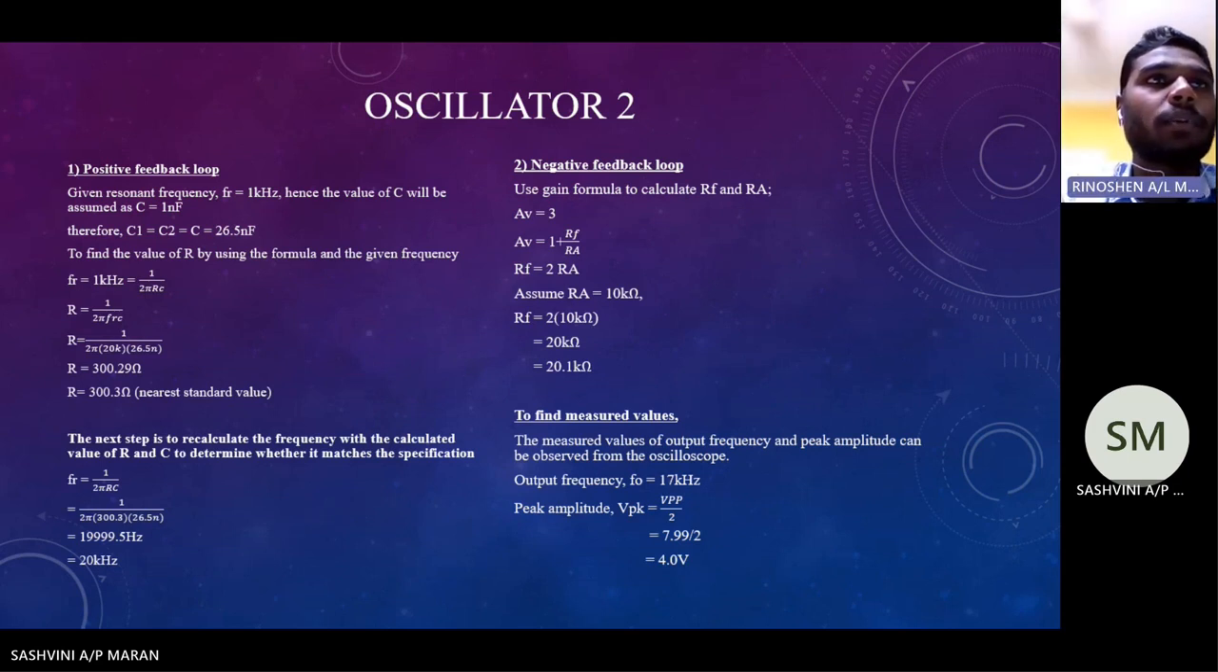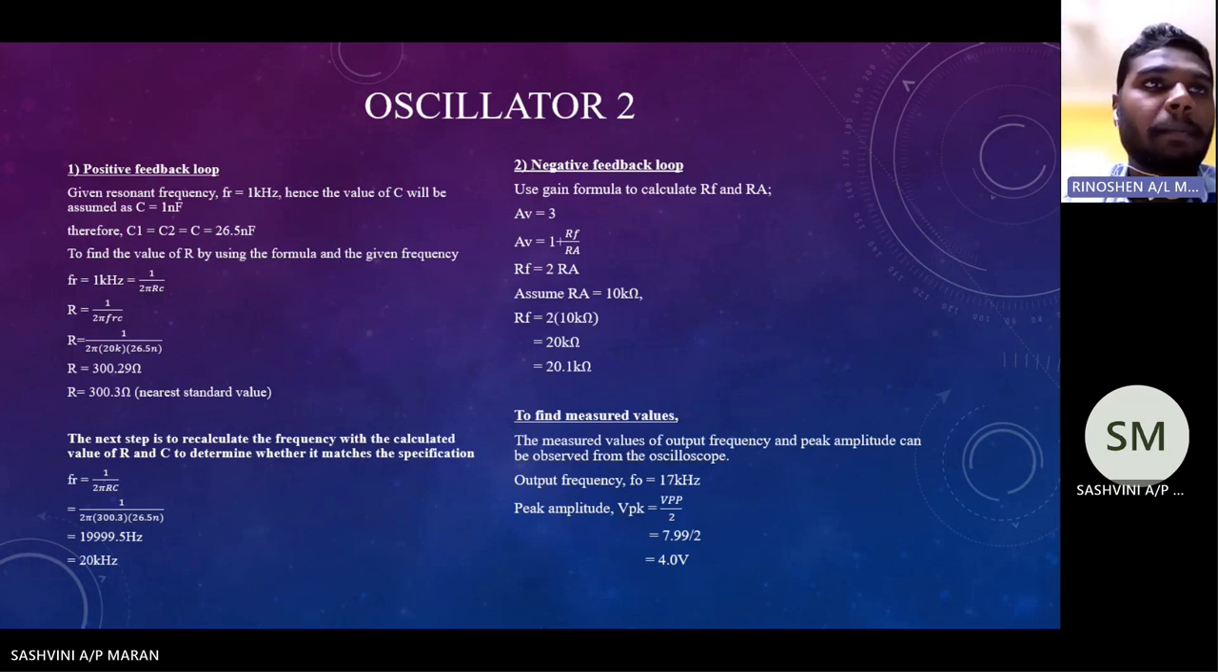For the first one, the positive feedback loop. Given that the resonance frequency FR equals 1 kilohertz, hence the value of C will be assumed as C equals 1 nanofarad. Therefore, C1 and C2 equal C, that is equal to 26.5 nanofarad. To find the value of R, by using the formula and given frequency, FR equals 1 kilohertz, that equals 1 over 2 pi RC. When we substitute the values, we get R equals 300.3 ohm as the nearest standard value.